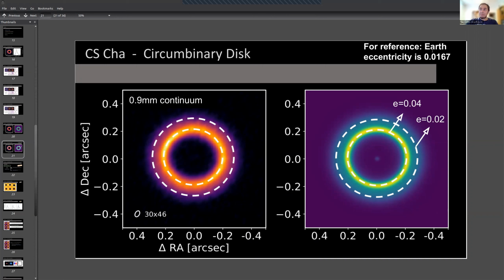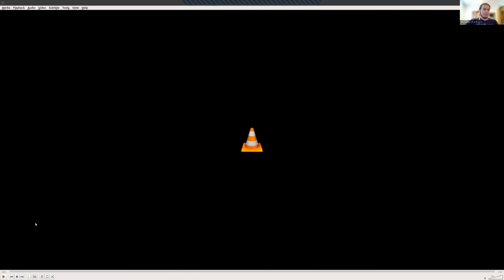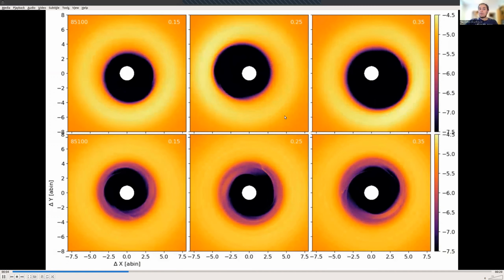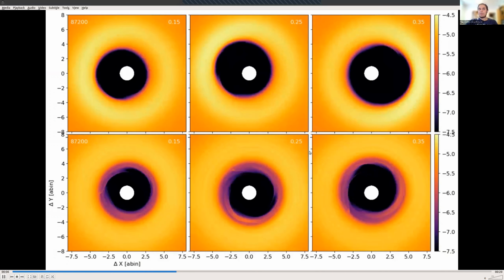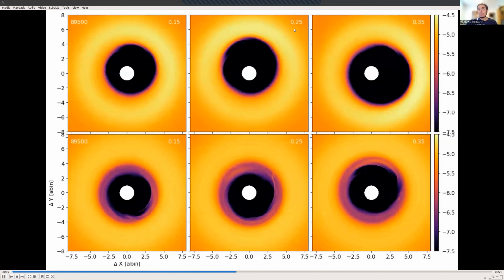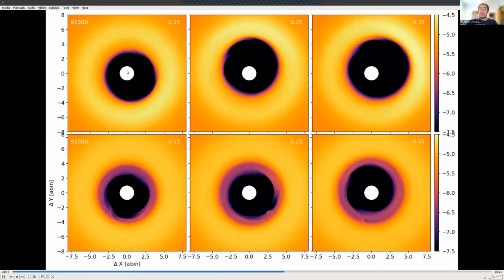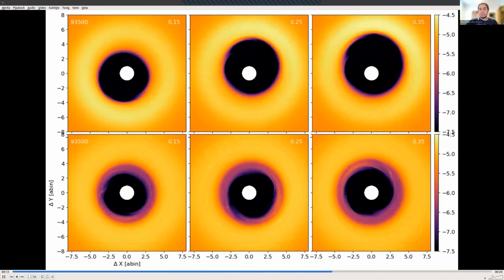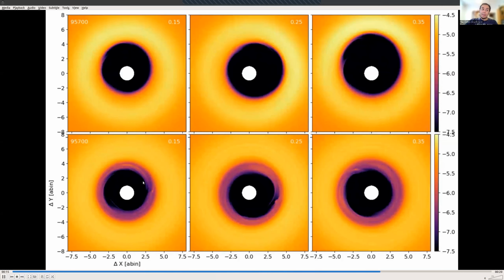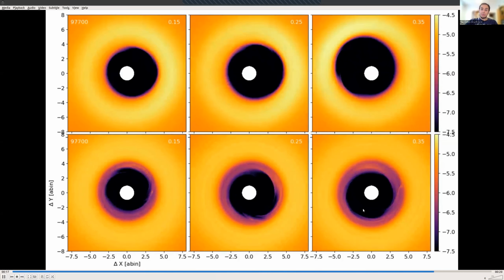For reference, for example, the eccentricity of the Earth is 0.017. So what we were expecting was something much higher. For example, here you have some simulations of circumbinary disks without planets in the upper part and with a planet in the lower part. You can see that without a planet, independently from the binary eccentricity, the cavity is always eccentric and it precesses. Well, when a planet is included, this is much more circularized.